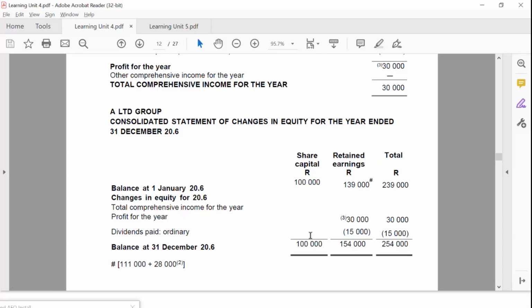Then dividends paid. Why is it only 15,000? Because for dividends paid, you added dividend paid of A, 15,000, plus dividend paid of B, 10,000. But there was a pro forma journal entry to credit the dividends paid. And that made it 15 plus 10 minus 10, giving you 15,000. That is why in the statement of changes in equity, we only have dividend paid of 15,000.